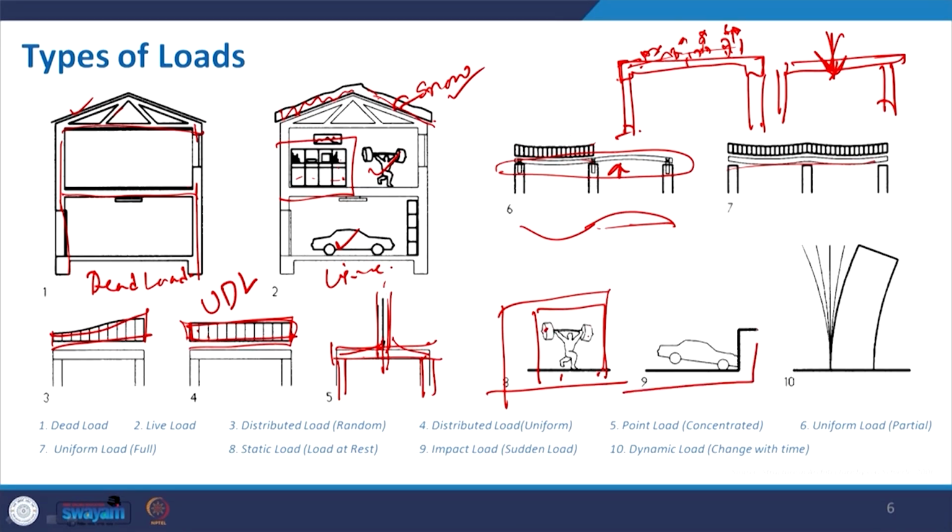Now, I have already shown this car hitting this particular wall. So, it is impact load, and then dynamic load. This was the building initially, and with some lateral wind pressure, it will bend like this, it will sway like this. So, this is your dynamic load. This is a better representation.